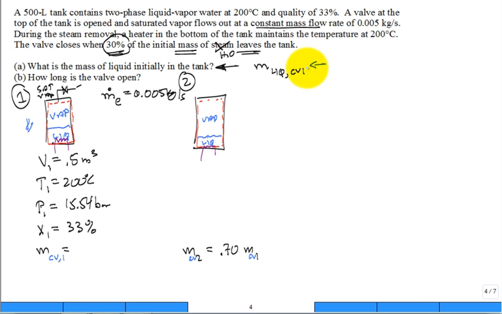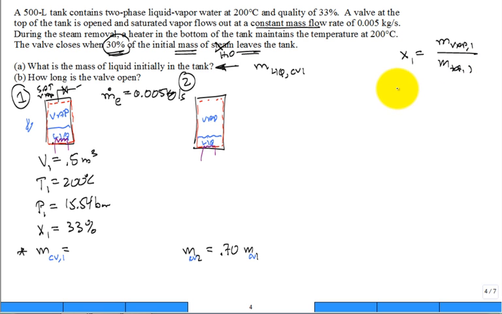Again, it's the mass of the liquid that's initially in that tank. Well, let's break it down and think about this for a minute. If I could get the mass that's initially in the tank, if I could solve for this one, how could I then use that information to solve for this unknown? What is the definition of quality? Mass of the vapor initially in the tank divided by the mass total in the tank, true?